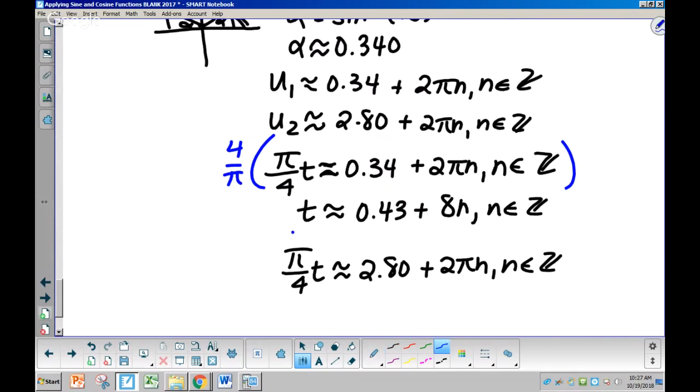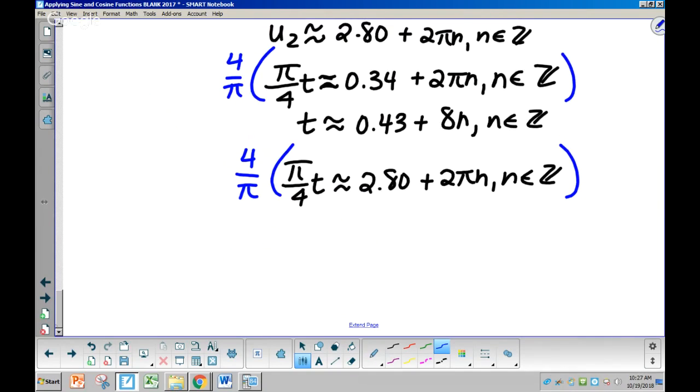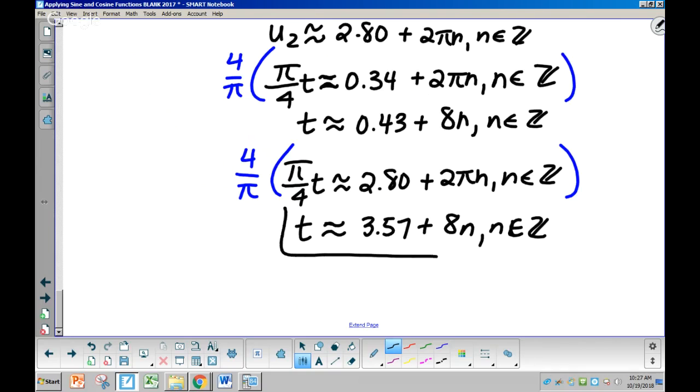And then I'm going to multiply everything by 4 over pi and get t equals approximately, now you go 4 times 2.80 over pi. What? 3.57 plus 8n. Oops, my element thing is going a little haywire.